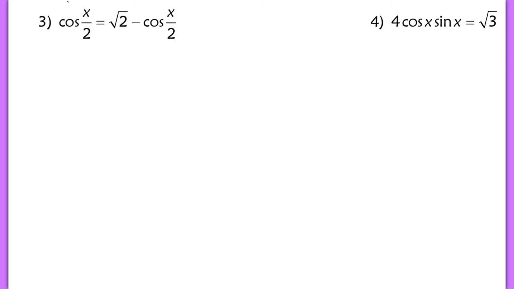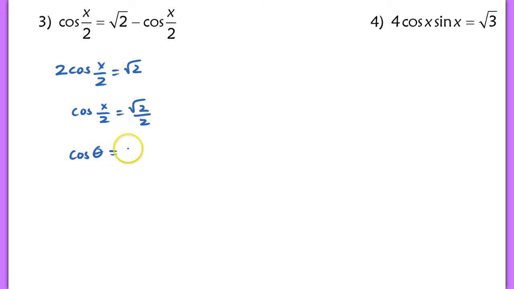Okay, in our next problem here, some of you might be tempted to try to use a trig identity here to manipulate the cosine of x over 2. I actually wouldn't do that here in this case because you can actually add this cosine of x over 2 to the other side so that you now have 2 cosine x over 2 equaling root 2. Now to isolate this cosine of x over 2, I would just divide by 2.